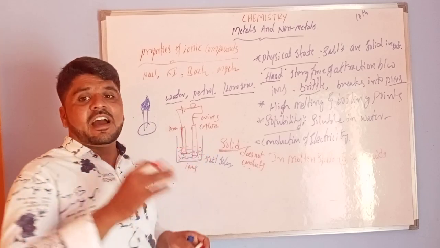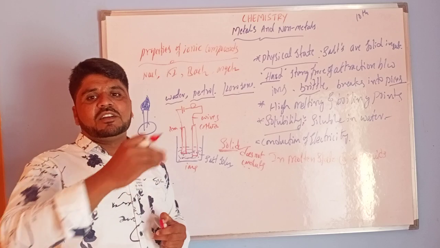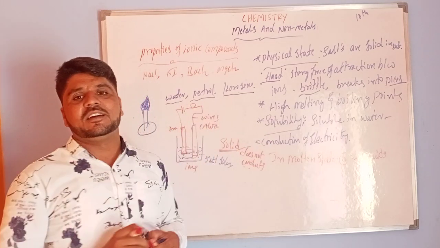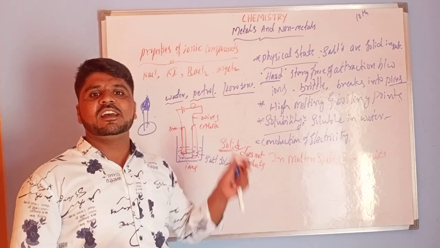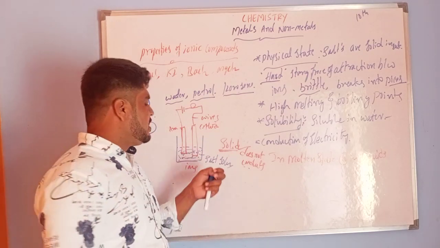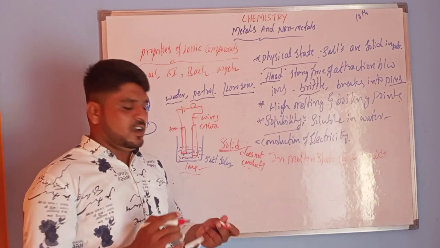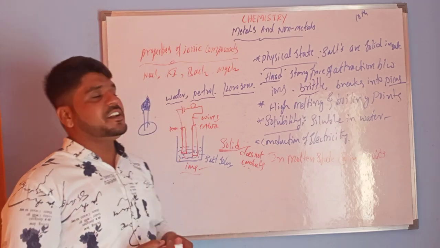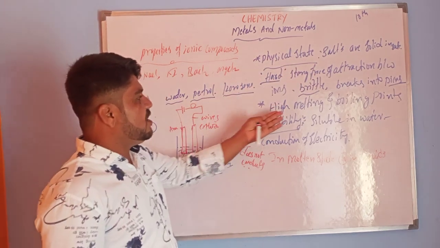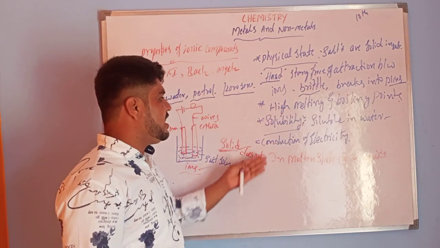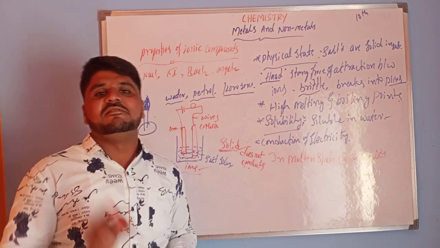So students, in higher classes or in the next chapters we will discuss ions deeply. It also conducts heat. It conducts electricity and also heat. So the conduction of electricity depends on ions. Okay, this is all for today's class on properties of ionic compounds. We have discussed the physical nature, melting and boiling points, solubility, and the conduction of electricity. All these physical properties you should know very well.